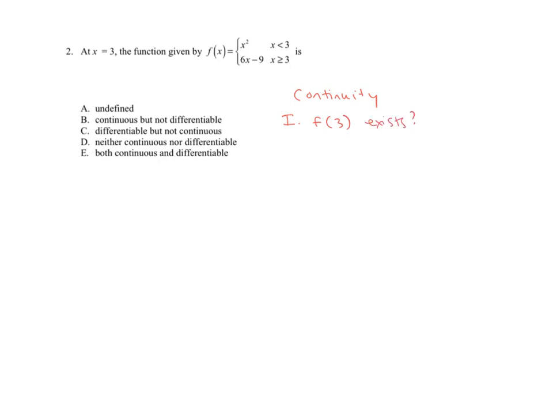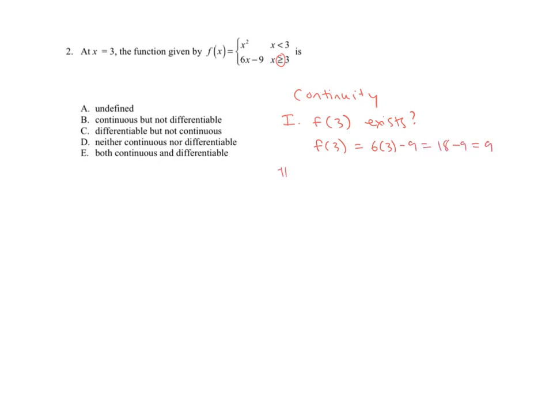So we plug 3 into this function, and because of the greater than or equal inequality, f of 3 is going to be 3 plugged into that bottom part. 6 times 3 minus 9, 18 minus 9, which is 9.